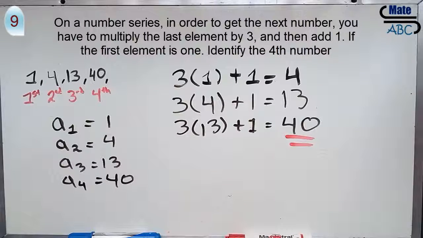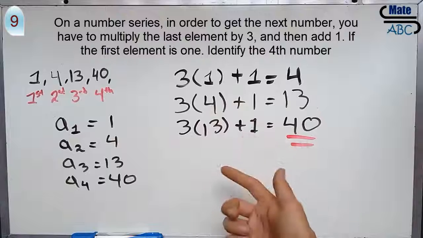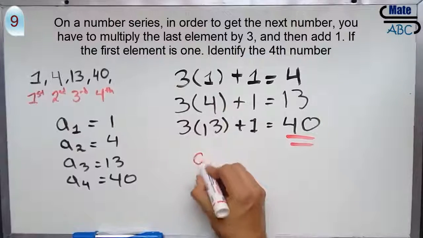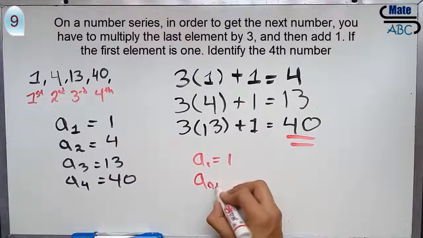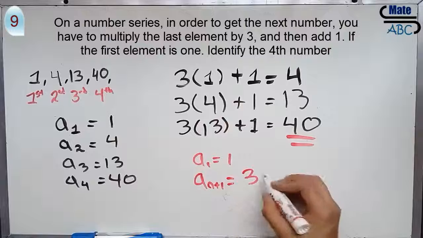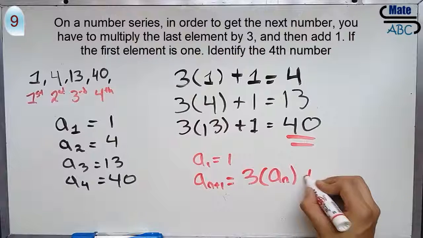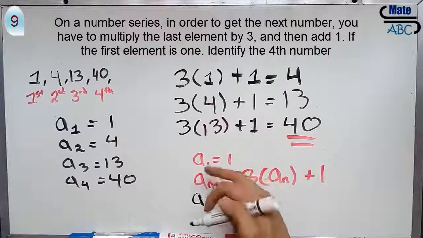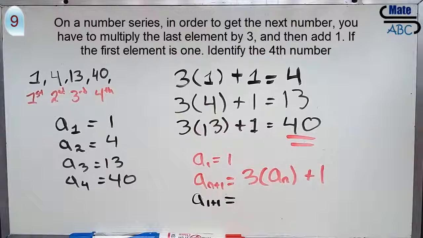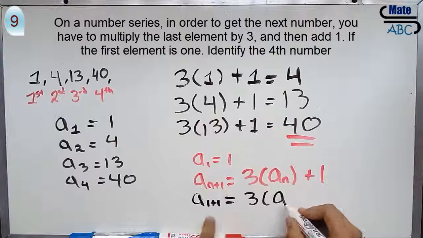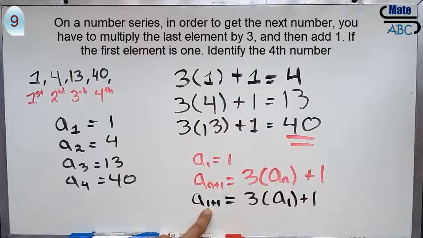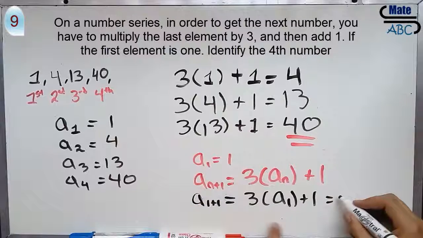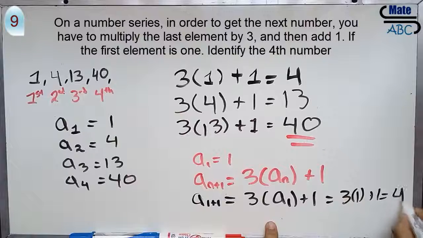And if we need to find the general rule in order to get the following number, but in mathematical and algebraic form, you have that A1 equals 1, and A sub n plus 1 will be 3 times A sub n plus 1. So what does this mean? Well, for example, if you want to know the following number, that is 1 plus 1, you have to multiply 3 times A sub 1 plus 1. And this is correct because A sub 1 is 1. And this is 3 times 1 plus 1. And this is 4.